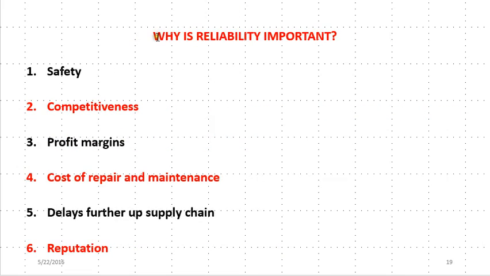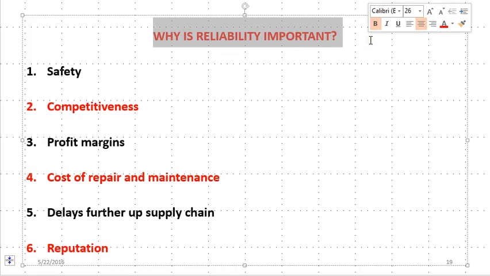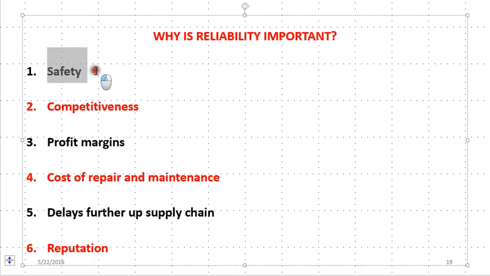Another thing we are going to look at is, why is reliability important? In other words, what is the importance of reliability? First, it improves safety. Whenever a system is reliable, it is much more likely to operate perfectly without any failure, and that improves the safety of the machine and the users.